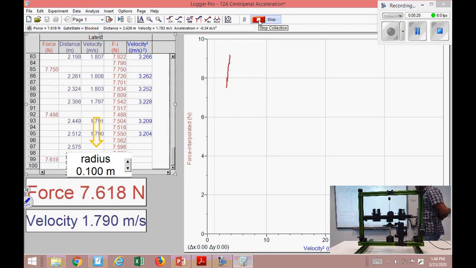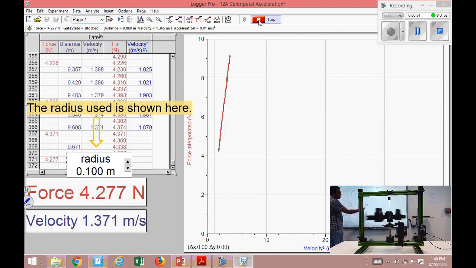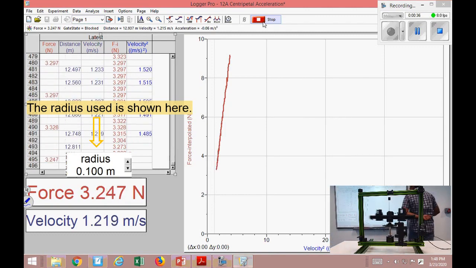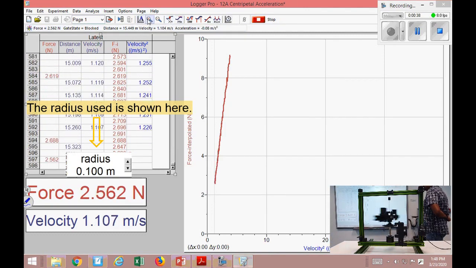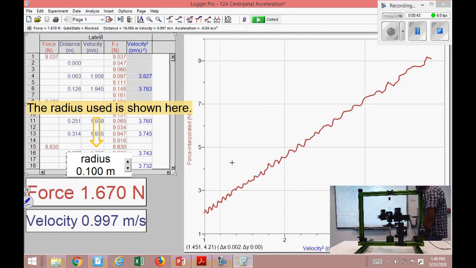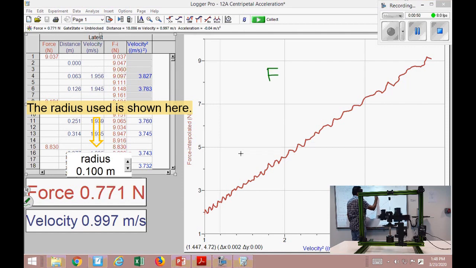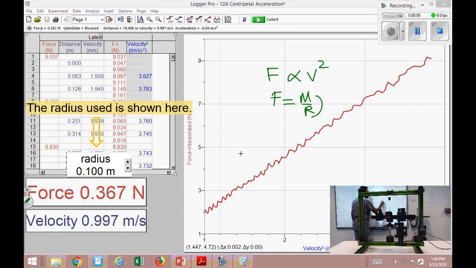While I am collecting the data, the computer is going to plot the F versus V squared graph. And look at the shape of the graph. I can stop it when it comes to a smaller value. Now I stop it. And as I expected, the force versus V squared graph is a straight line. That means F is proportional to V squared, and we know that F is equal to m over r times V squared, right? So the slope represents what? m over r.